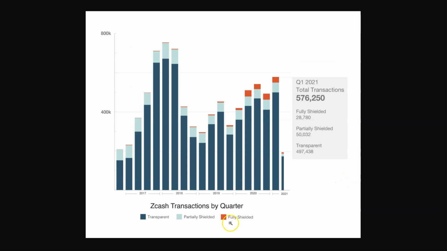And if we look at the fully shielded transactions, this is end-to-end encryption per quarter. It's certainly grown since 2017, but still remains an incredibly small total percentage of transactions. And a lot of this has to do with just not being enabled on the exchange side of things. If this was enabled on all exchanges, then this number would increase dramatically.